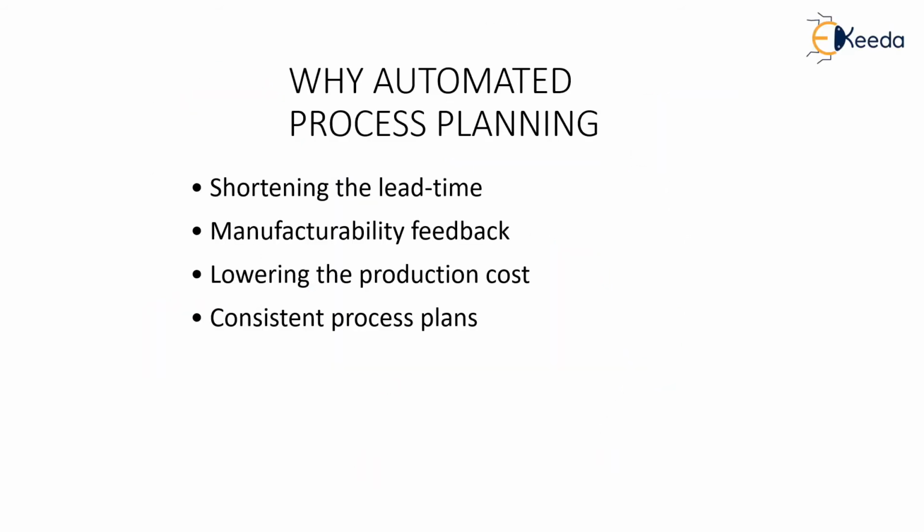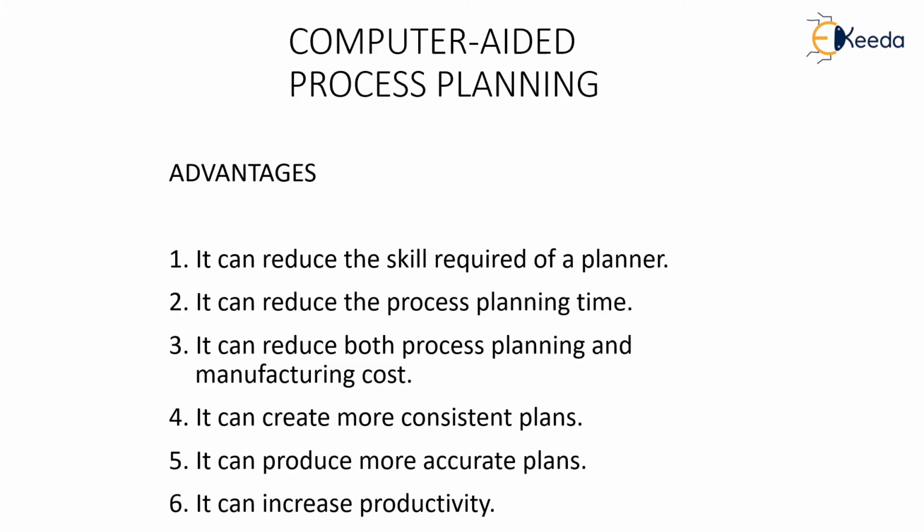So why is the automated process planning, or the computer aided process planning, required? Because it shortens the lead time, it has manufacturability feedback, lowers the production cost, and it has consistent process plans. Since we work on a machine rather than men, it will be consistent process plans, and it will also lower the production cost with shortened lead time.